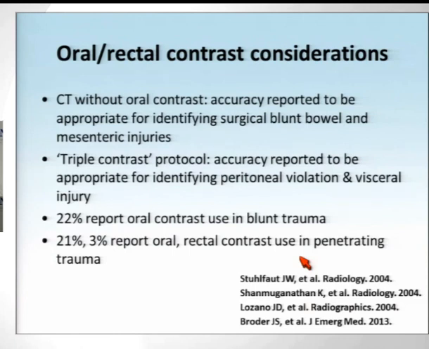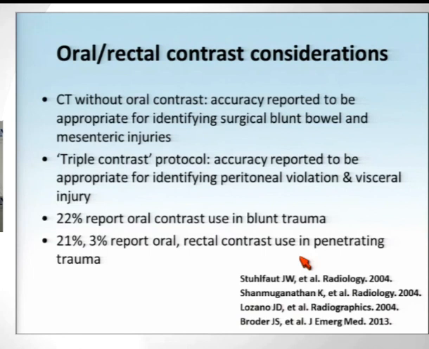CT without oral contrast material in the blunt trauma population has been reported to be appropriate for identifying surgically relevant blunt bowel and mesenteric injuries. As far as the triple contrast protocol in penetrating trauma, its accuracy has been reported to be appropriate for identifying both peritoneal violation and visceral injury.